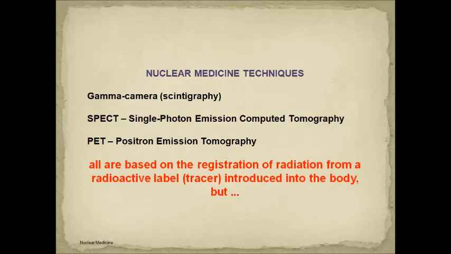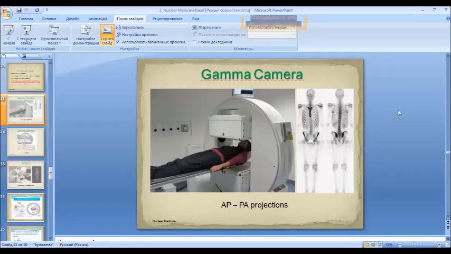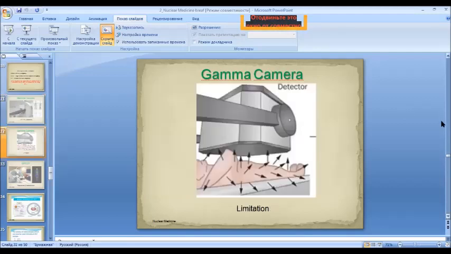Gamma camera or scintigraphy usually uses detectors which are placed in anterior or posterior position to the human body. If we use gamma camera, we place detectors in anterior, posterior, or posterior and anterior projections and receive scans of the whole body. It's a very nice technique, but has limitations.